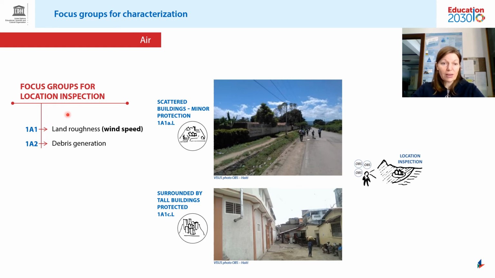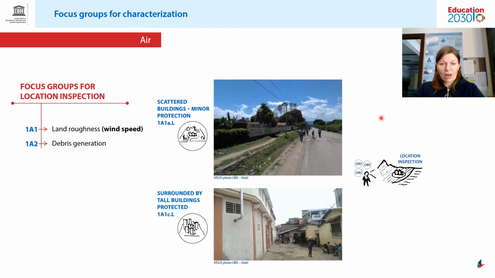So the land roughness, the focus group concerning the land roughness. The land roughness is an essential information for the characterization of the wind speed, of potential modificators of the wind action. And the second focus group concerns the debris generation in the location.